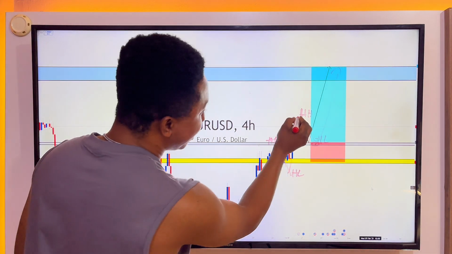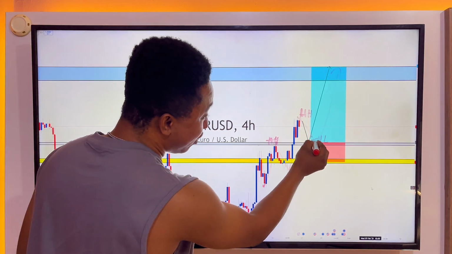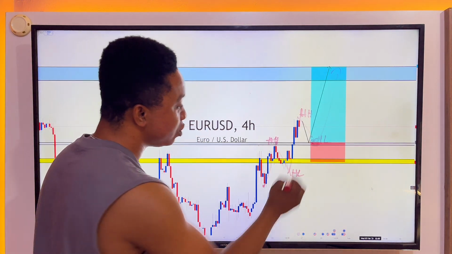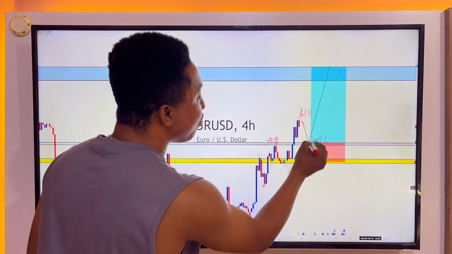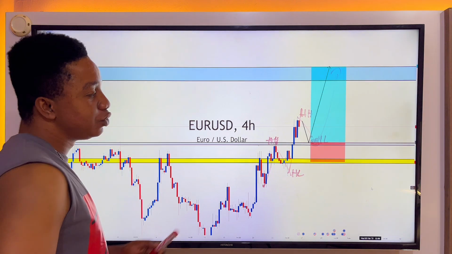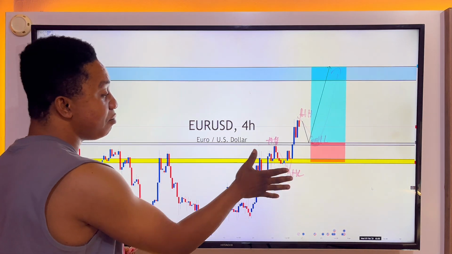Now, once price manages to complete the higher low over here, what are we waiting for before entry? A bullish engulfing candle close, a significant pin bar, or a morning star here before we buy all the way to the upside on EURUSD. So EURUSD, this is our full and complete analysis.